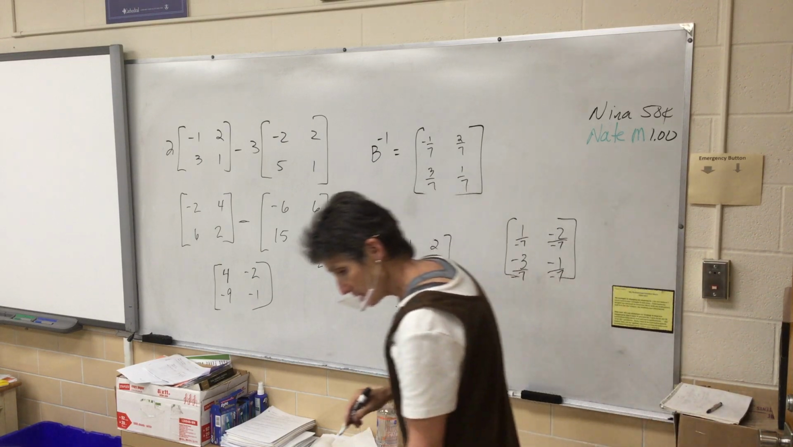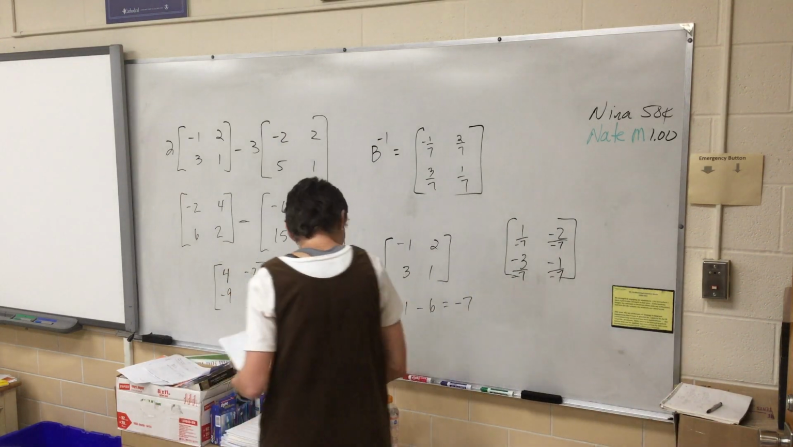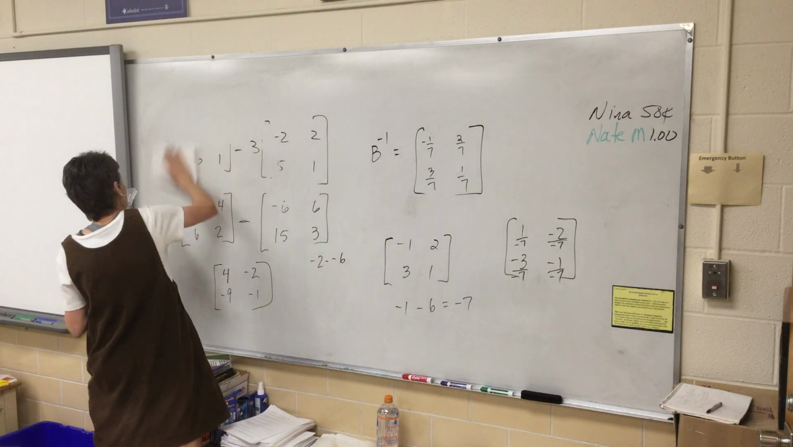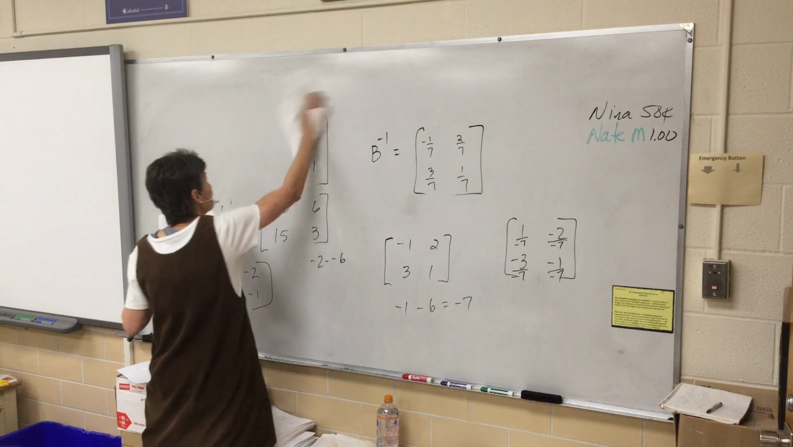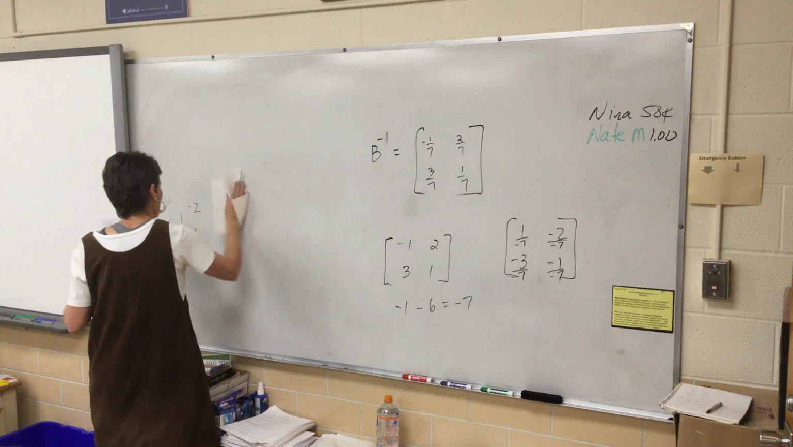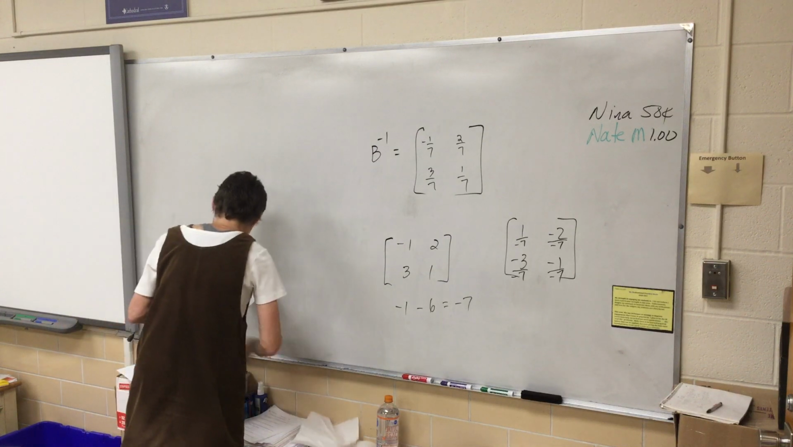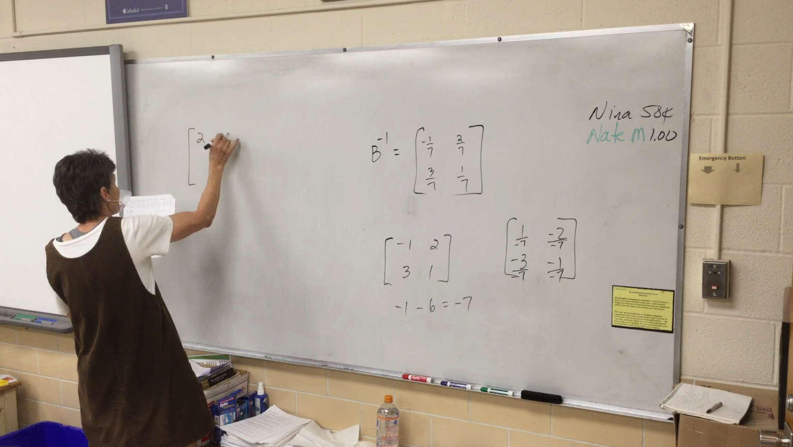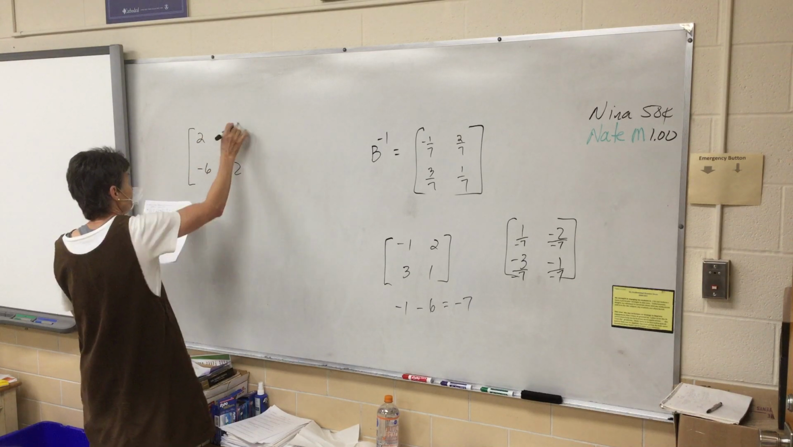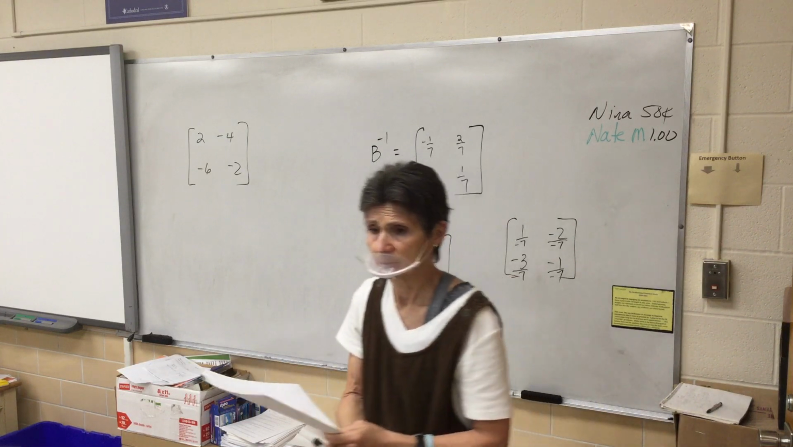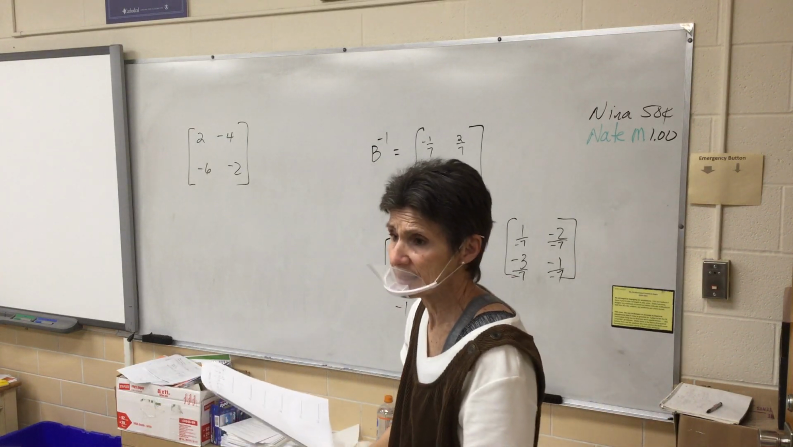All right, negative 2b. Can I do that? Can I take negative 2 times b? Yeah, you can take negative 2 times anything. You just distribute it, right? So negative 2b would be 2, negative 4, negative 6, negative 2. That's easy, right?